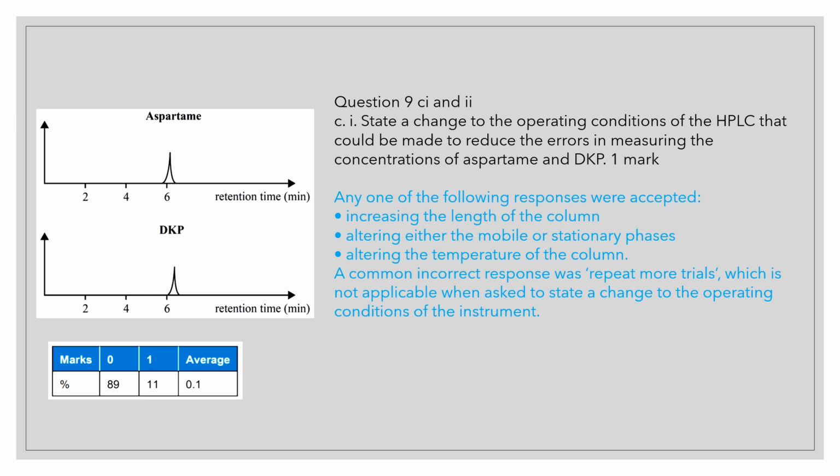Since the retention time of DKP is very near that of aspartame, their peaks could be mixed, which increases errors. To separate these 2 peaks, we should increase the length of the column, alter the mobile or stationary phase, or the temperature of the column.